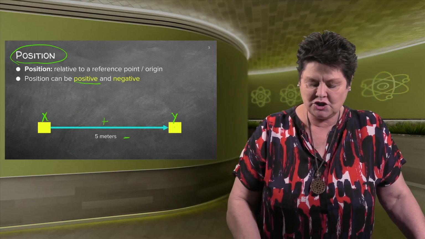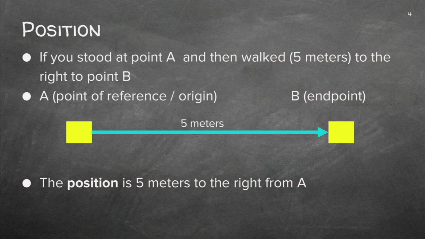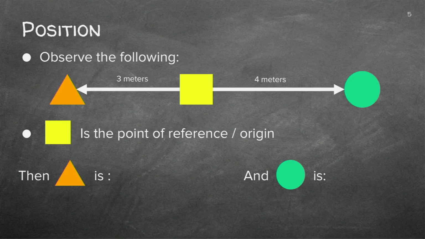So that's position. Let's say you stood at point A and then walked to point B. You are now at point B. So you are 5 meters to the right from A. Remember vectors and remember direction. Let's do a more complicated diagram.